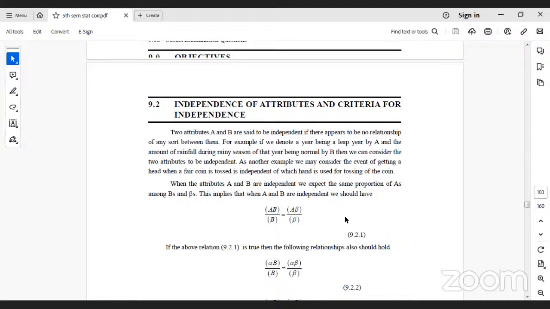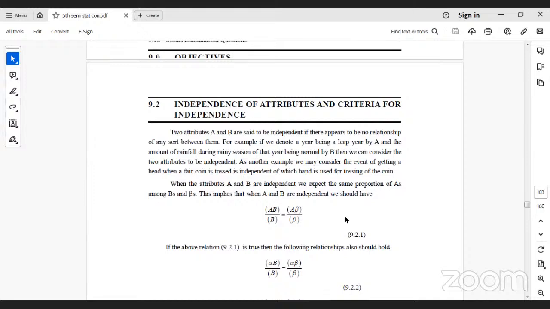As another example, we may consider the event of getting a head whenever a fair coin is tossed, independent of which hand is used for tossing the coin. When the attributes A and B are independent, we expect the same proportion of A's among B's and betas. This implies that when A and B are independent, we should have AB by B.